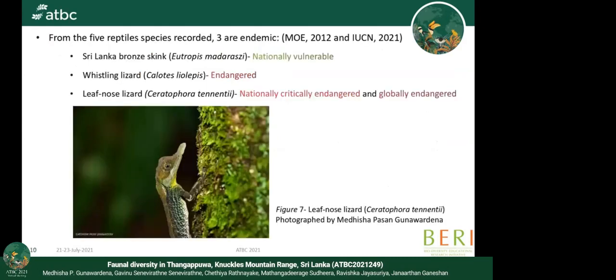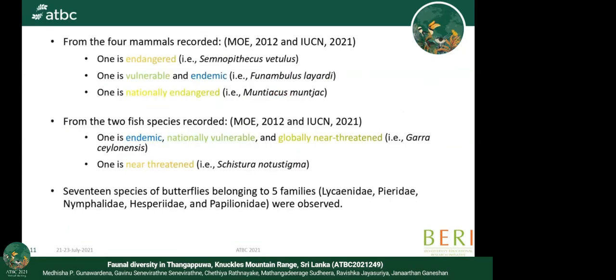Of the 5 reptile species recorded, 3 are endemic, which includes the Sri Lanka brown skink, which is nationally vulnerable, the whistling lizard, which is endangered, and the leaf-nosed lizard, which is nationally critically endangered and globally endangered. Of the 4 mammals recorded, 1 is endangered, another is vulnerable and endemic, and one is nationally endangered. Meanwhile, from the 2 fish species recorded, one is endemic, nationally vulnerable and globally near threatened, while the other is near threatened.